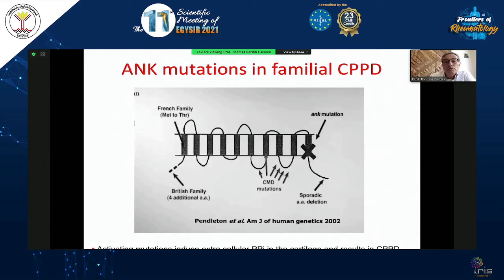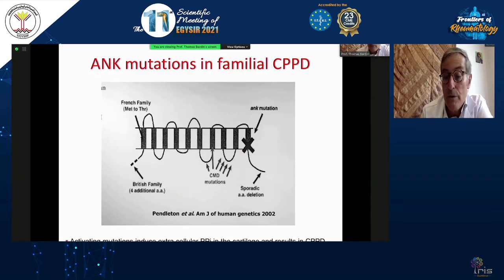And I guess that most of you know that, following this work, some mutations of the Ank gene have been reported in families with chondrocalcinosis. And these mutations are different from the Ank mouse mutation, in that it is an activating mutation which increases extracellular pyrophosphate in the cartilage, increasing the calcium pyrophosphate product and resulting in CPP crystal formation.